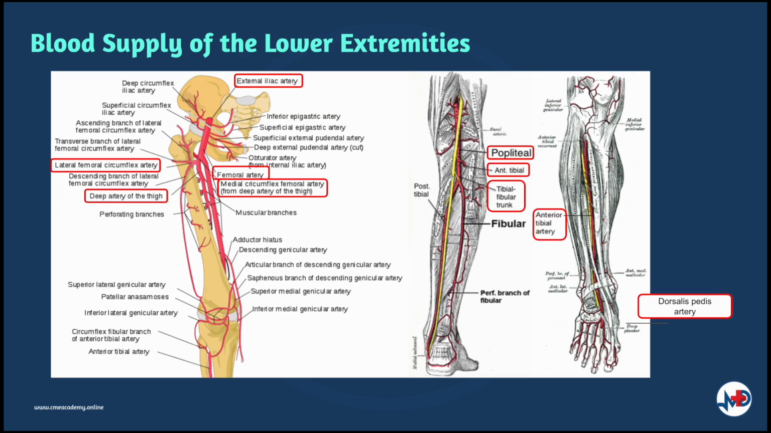After exiting the femoral triangle, the femoral artery continues down the adductor canal, exiting through the adductor hiatus, and enters the posterior compartment of the thigh. It is now known as the popliteal artery. The popliteal artery descends down the posterior thigh. At the lower border of the popliteus, the popliteal artery terminates by dividing into the anterior tibial artery and the tibio-peroneal or tibio-fibular trunk.